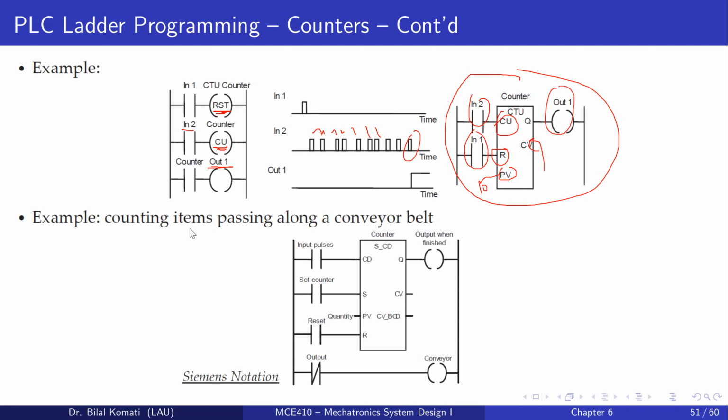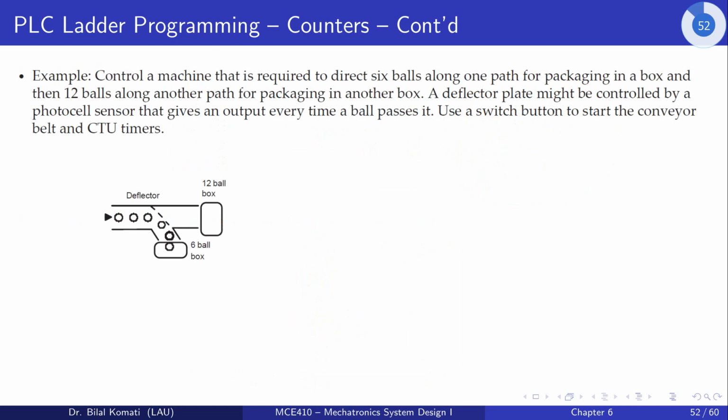Here is an example of counting items passing along a conveyor belt. We have the input pulses that start the counting, the set counter, and the reset counter. Here we have the quantity that we need to specify, and the output will be executed when the counting is finished. Then we will stop the conveyor when everything is finished. This is the representation in the Siemens notation. So this is an example.